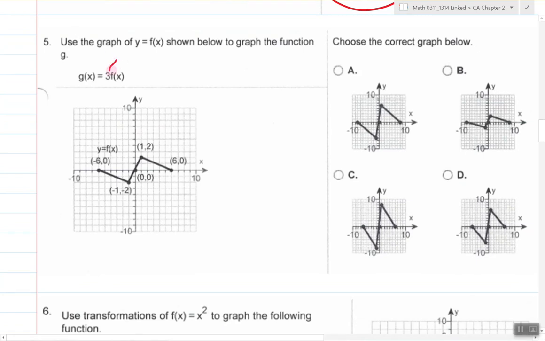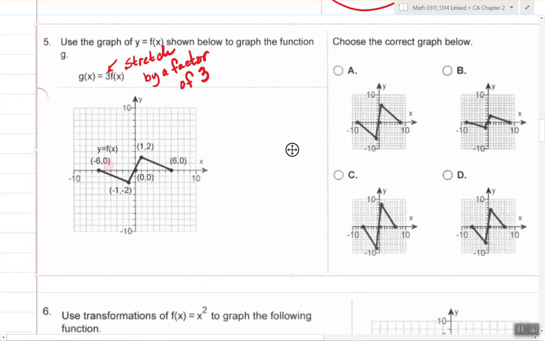This one, we're going to have what's called a stretch. And it's going to be a stretch by a factor of 3. You see the 3 on the outside. In the notes, that's A. Every one of the y values is going to be multiplied by 3. So 0 multiplied by 3 is still 0. -2 multiplied by 3 is -6. So that's 2, 3, 4, 5, 6.